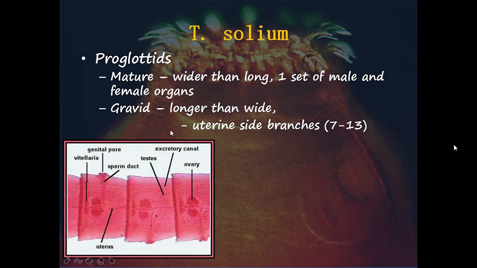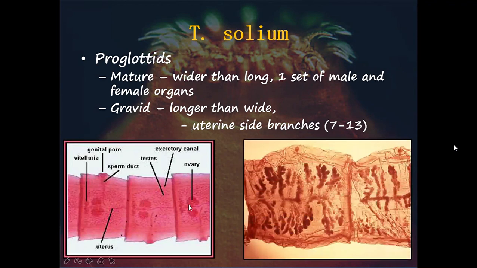Okay, so next, this is the gravid proglottid of your T. solium. It is longer than it is wide, and you have uterine side branches. So this is the ovary with the uterus there, and you have side branches. So this is one side branch, 2, 3, 4, 5, 6, 7, 8. Okay, so side branches between 7 to 13, that is T. solium. And we'll see later on in T. saginata that it also has a different characteristic feature.